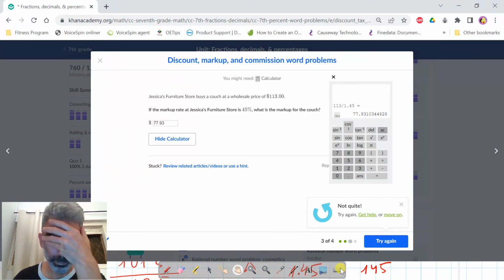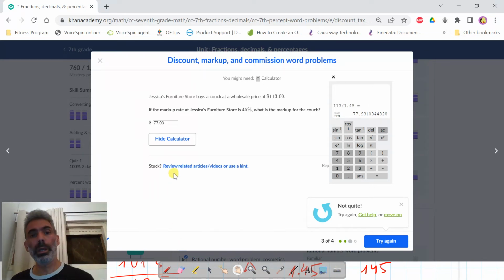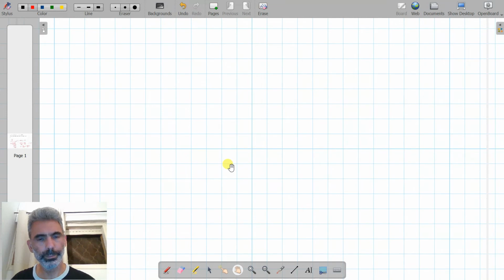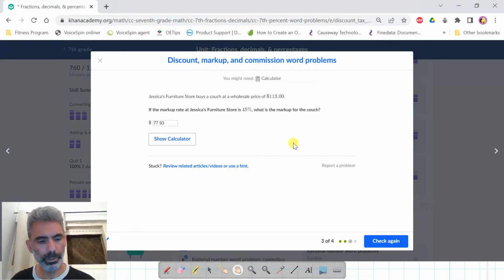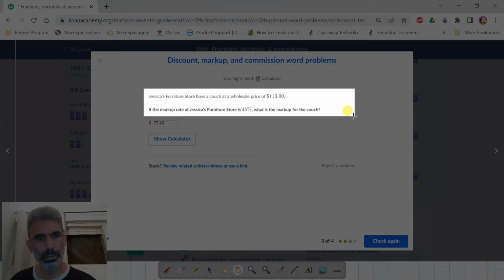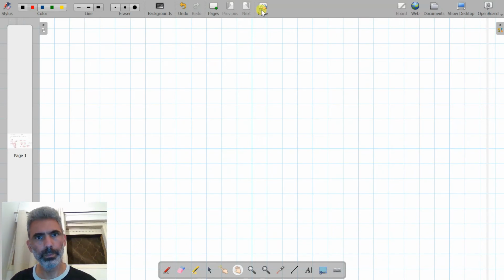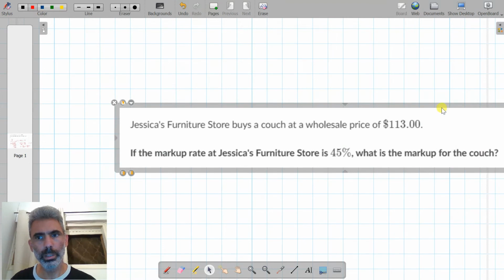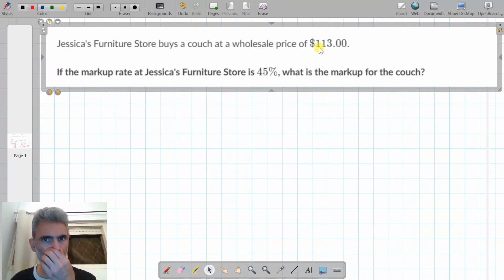Ah, I didn't understand the question. Well, I thought that this is the price that they sold the couch after they made a 45% profit.